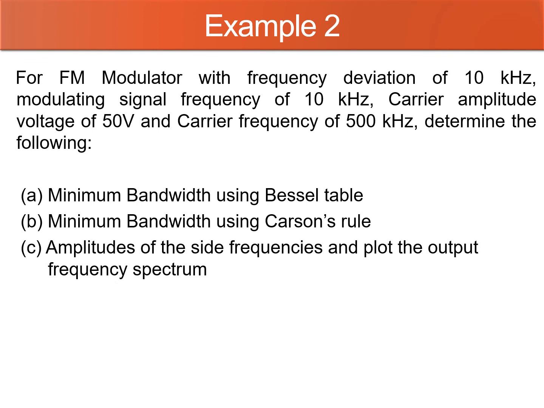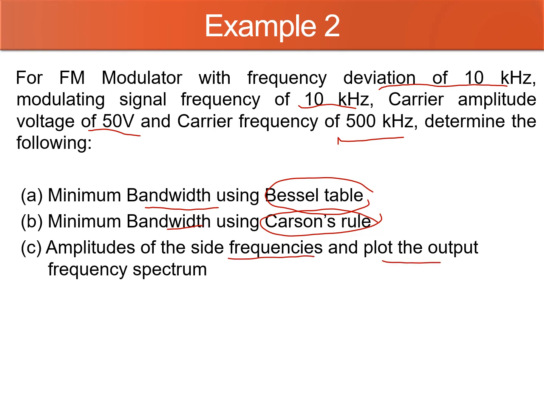So let's try this example too. For an FM modulator with a frequency deviation of 10 kHz and a modulating signal frequency of 10 kHz, the carrier amplitude given is 50 volts and the carrier frequency is 100 kHz. Determine the following. The first one is the bandwidth using the Bessel table, the second one is the bandwidth using the Carson rule, and lastly the amplitude of the side frequencies, and plot the output frequency spectrum.